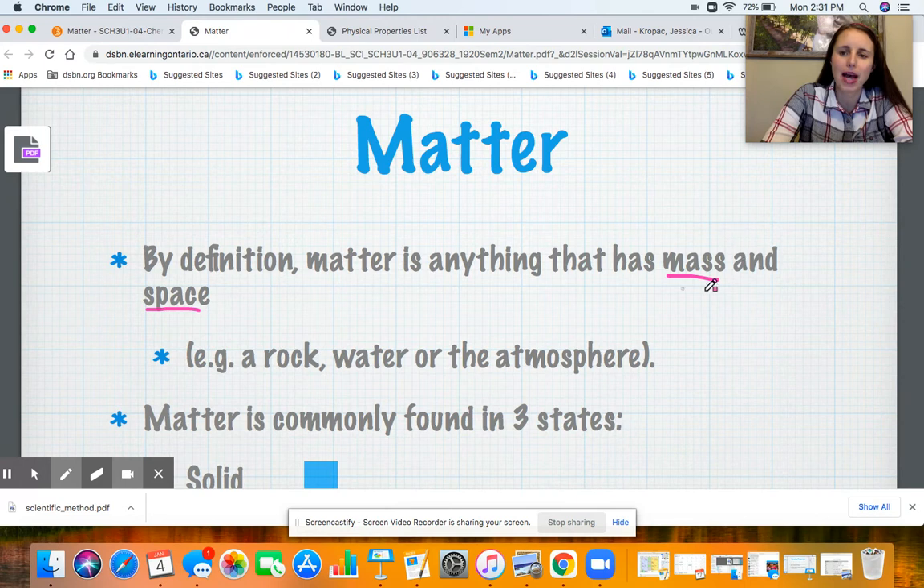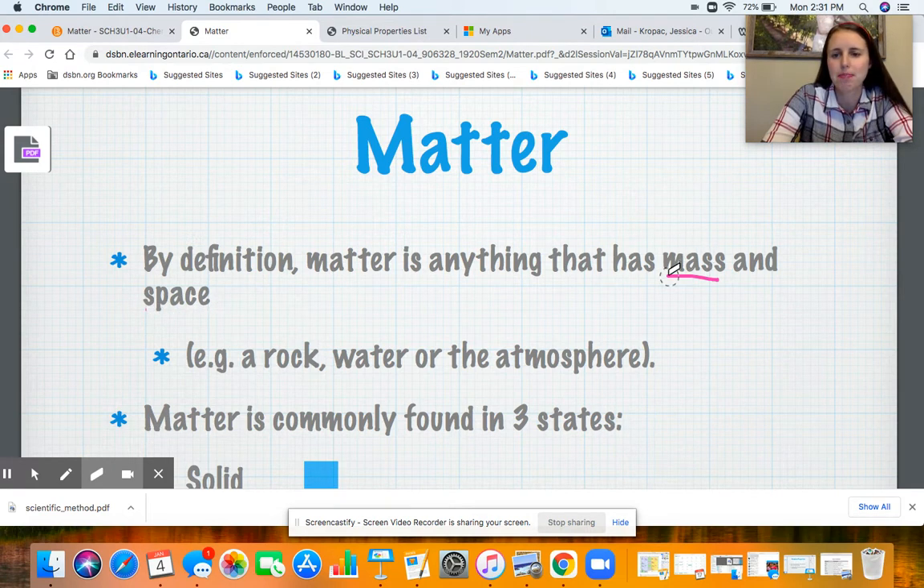We can measure mass using a balance. You might have a bathroom scale; this is an example of a balance. We're going to use balances in class to measure mass. And space is actually a measure of volume. Things like graduated cylinders are going to help us measure how much space something takes up.